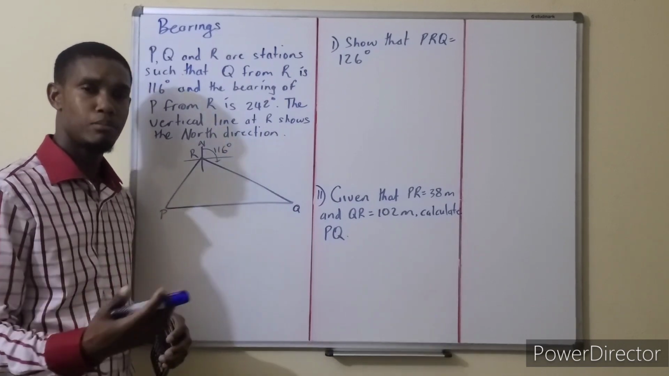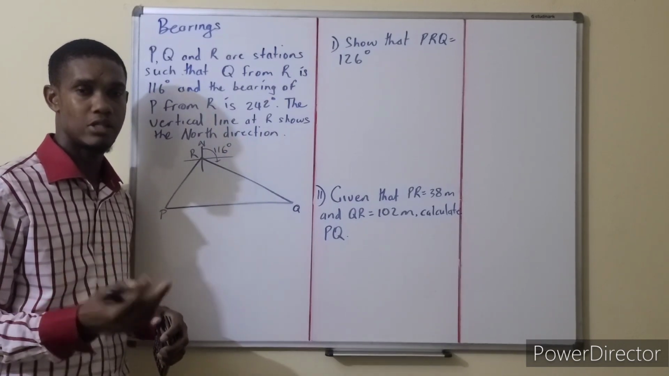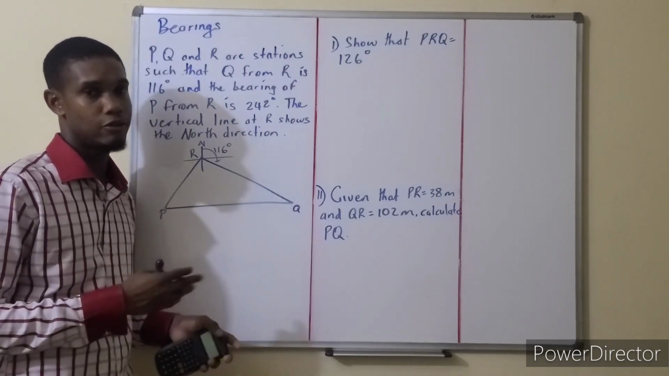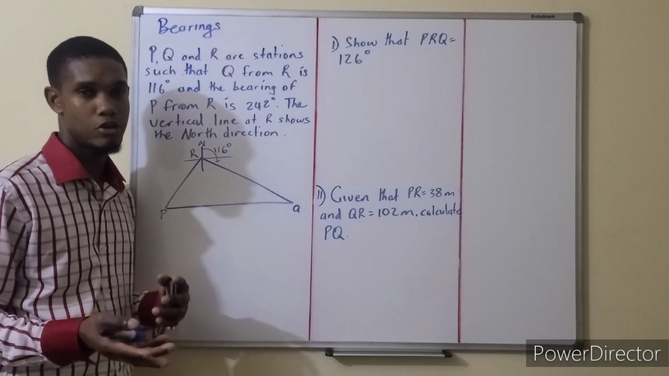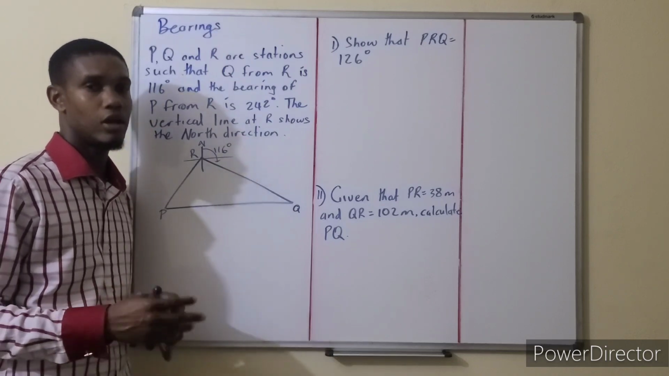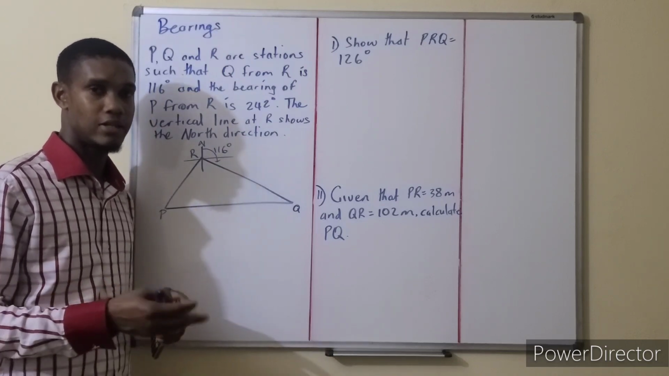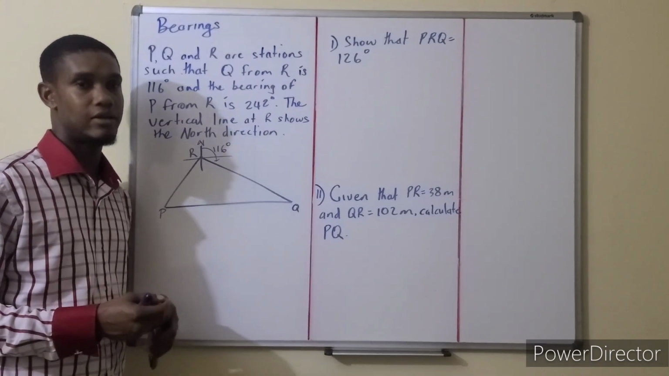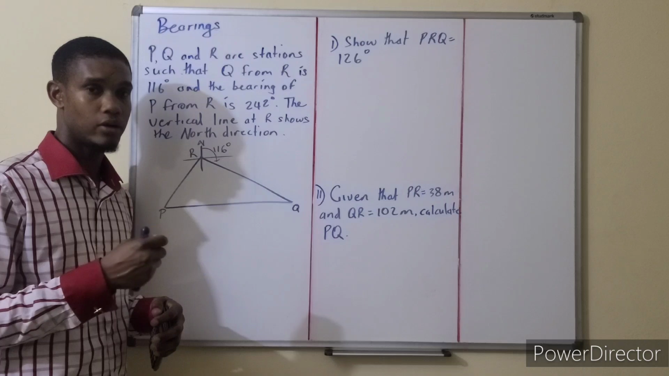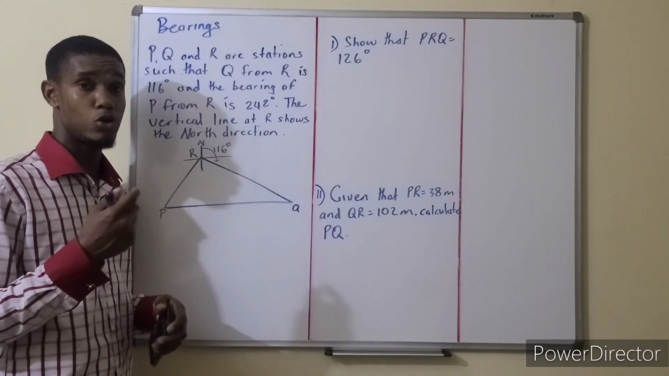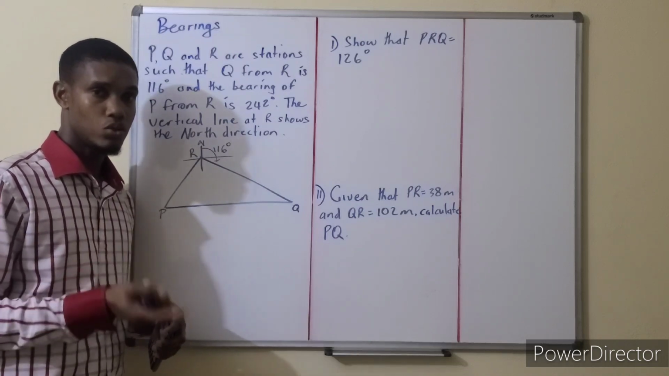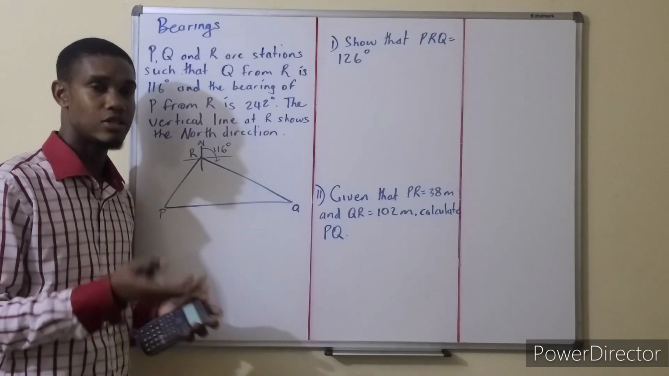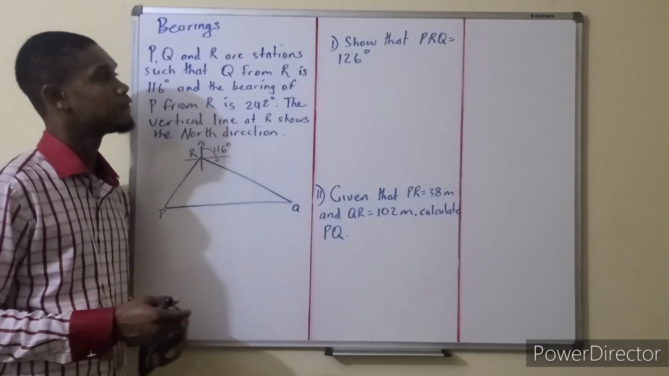Now, when you're writing bearings, you generally write it with 3 digits. So if it's less than 100, you generally put a 0 at the front of it. So if it's 30 degrees, you put 030, because it generally is written with 3 digits. Now, once you remember that, calculating bearings is from the north line to the line that would connect you from your starting to your finishing point, basically.